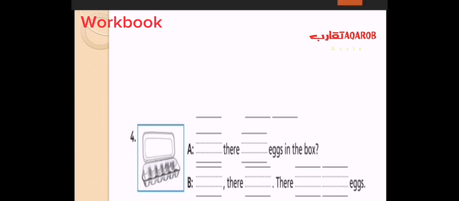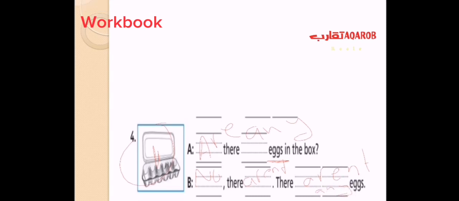Let's continue. For are, why? Because we ask about eggs. What is this? So what are they? Eggs. Yes. Are there any eggs in the box? No, there aren't. There aren't any eggs.